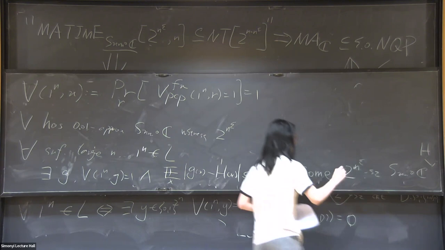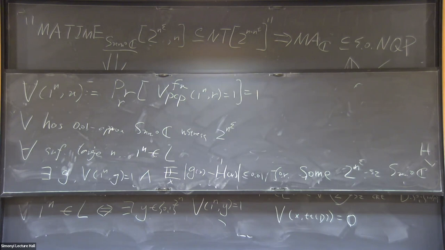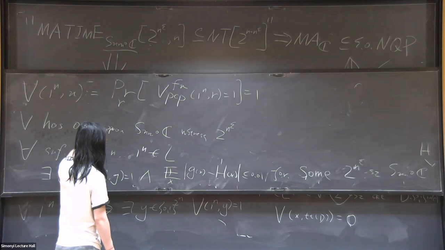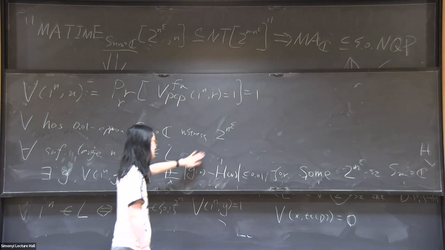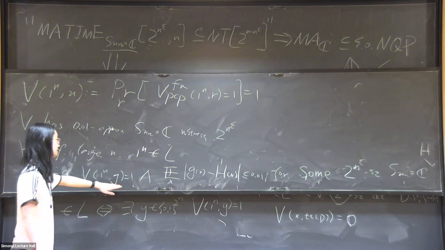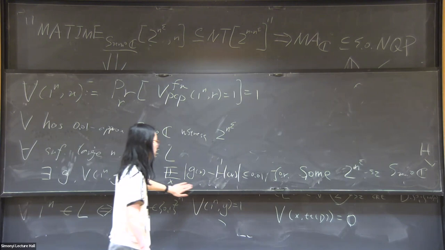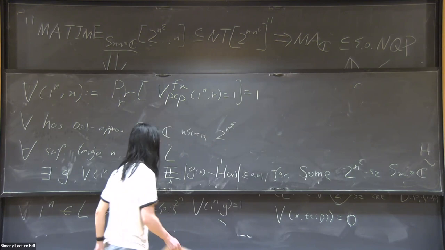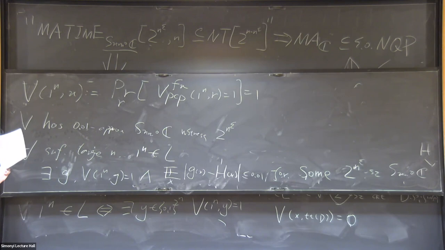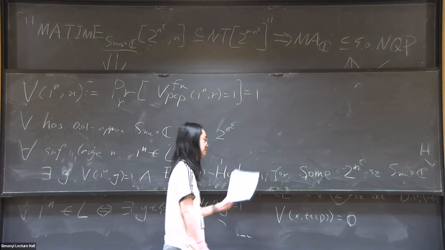So this is the assumption I want to contradict. It's saying that V has a witness which can be 0.01 approximated by sum of C circuits of size 2 to the n to the epsilon. For all sufficiently large n, if 1 to the n is in L, there exists a witness G accepted by this verifier, and G is close to some sum of C circuits. Suppose this is false, which means for infinitely many n, for all witnesses that make V accept, it's 0.01 far away from sum of C circuits. We can use that to get strong average case hardness and build PRG.